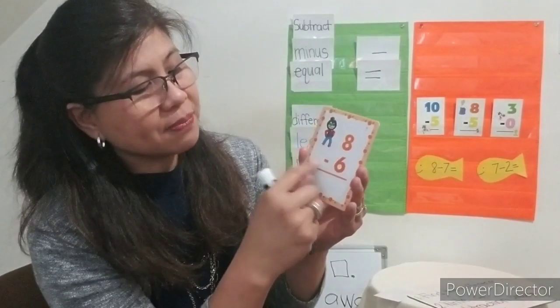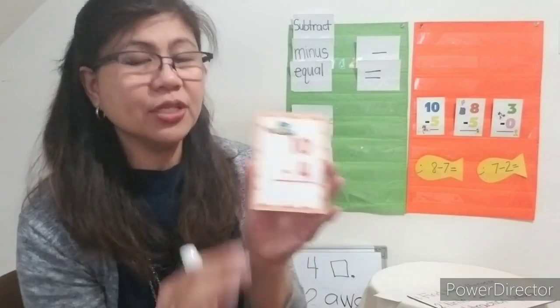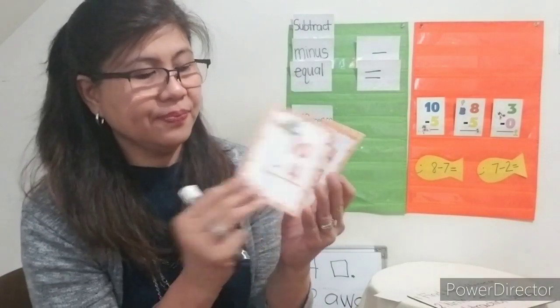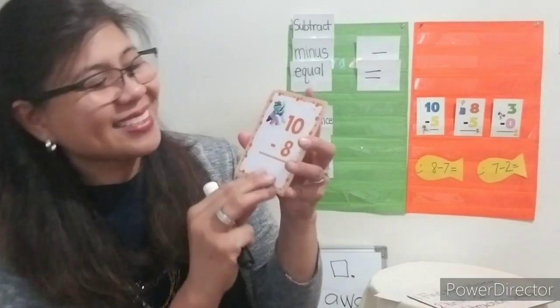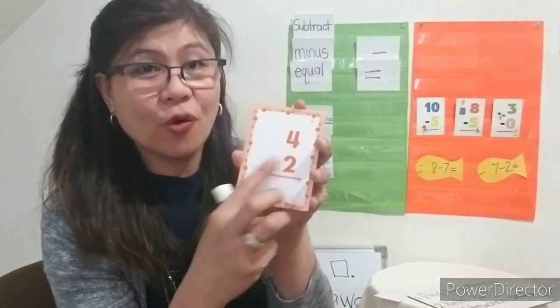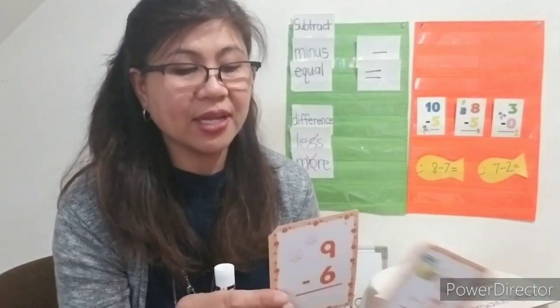You do 8 minus 6 equals, the equal sign is that long line. You can do 10 minus 4, 4 minus 3. Whoop, it's upside down. 10 minus 8, 4 minus 2, like what we did right there. Okay, and you can do 9 minus 6.